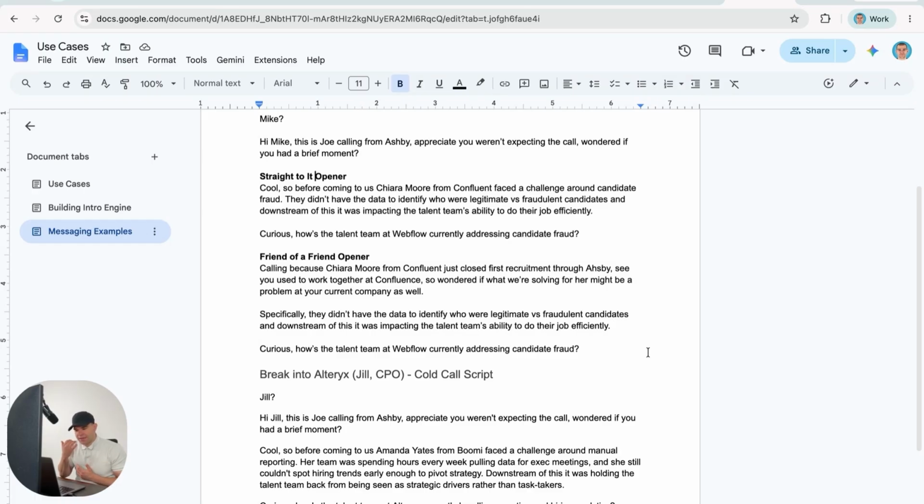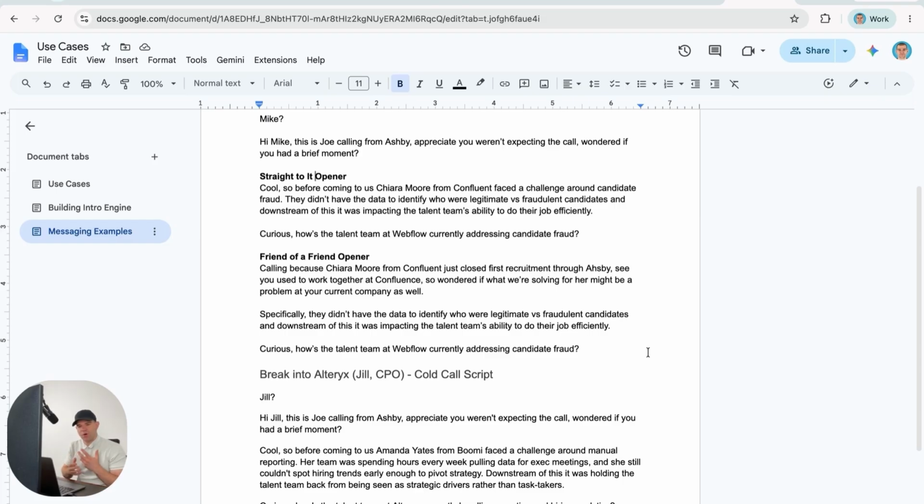I see you used to work together at Confluent. So I just wondered if what we're solving for her might be a problem at your company as well. Specifically, they didn't have the data to identify who were legitimate versus fraudulent candidates. And then downstream, it was having an impact on the ability for the talent team to do their job effectively. So I was just curious, how's the talent team at Webflow currently addressing candidate fraud?